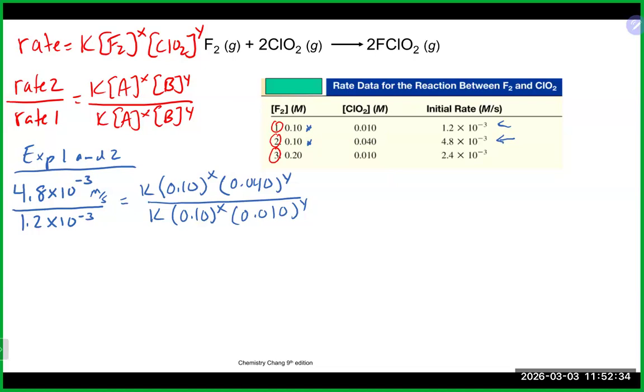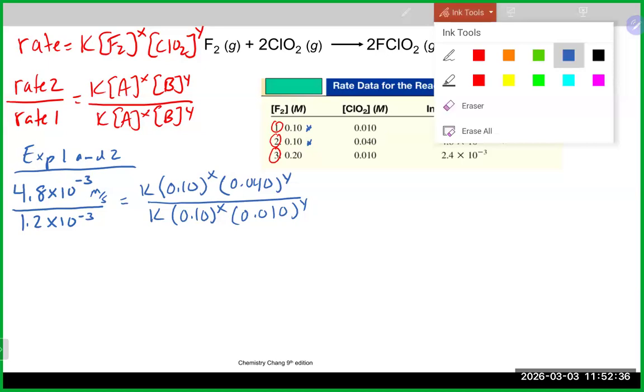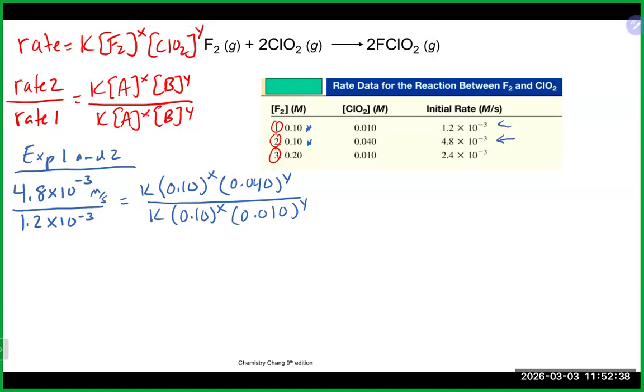Now we've got some math to solve, so let's solve for this. When I divide these two, I believe I get a 4, so that's not too bad. At this point, I do not know the value of the rate constant up on top or on the bottom, but because it is a rate constant, should that number be the same or different? Same, as a constant.